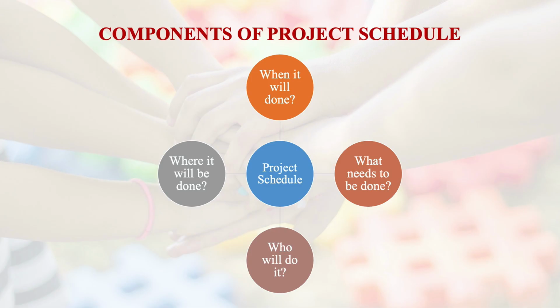So what are the basic components of project schedule? Well, it's a very interesting thing. The very first thing which we would like to talk about as far as component is concerned, is what is to be done, right? What needs to be done, okay? Then who will do it, where it will be done and when it will be completed, right? So these are four basic things which we need to communicate when we are trying to define the project schedule.